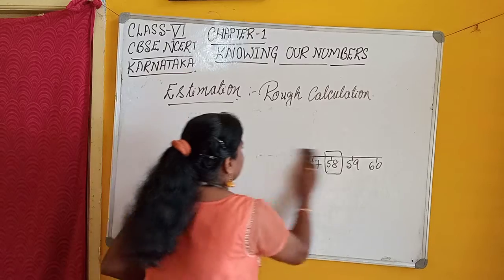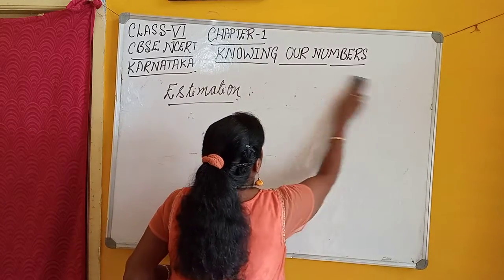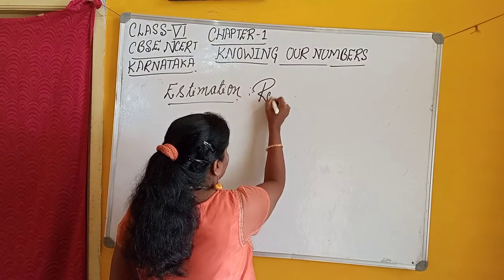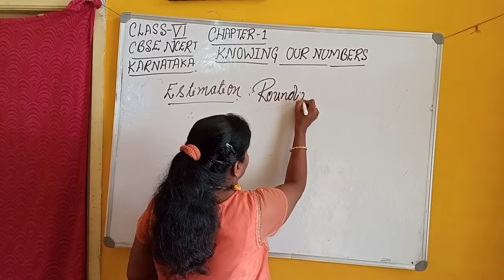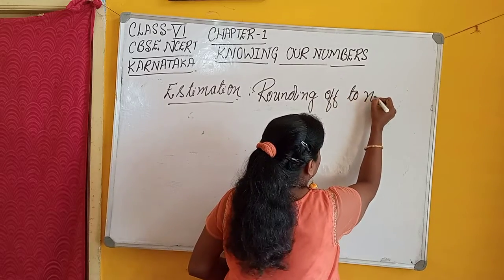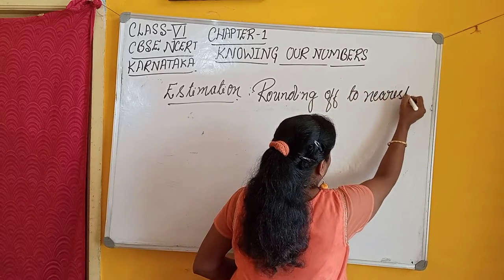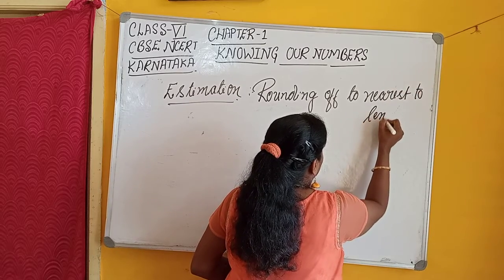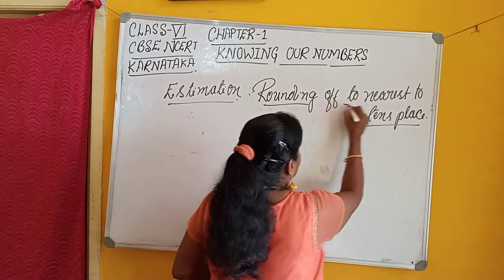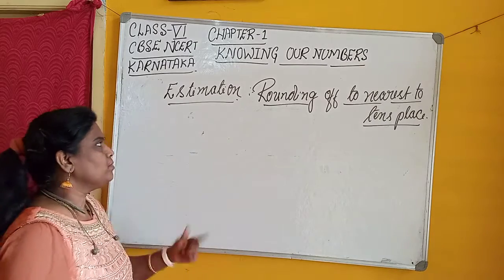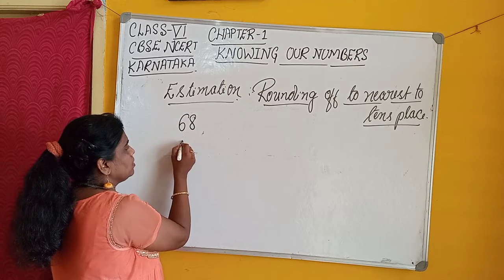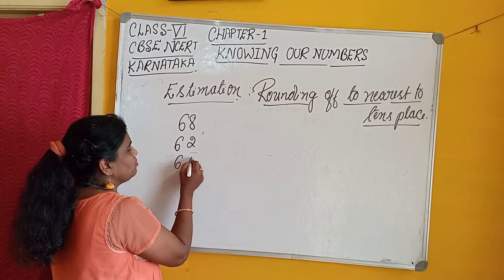Let us discuss how we are rounding off the numbers, or rough calculation, to the nearest tens place. Rounding off to the nearest tens place. Let us consider some examples to study this. For example, here we have 68, 62, and 65.